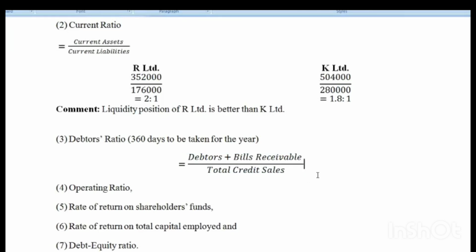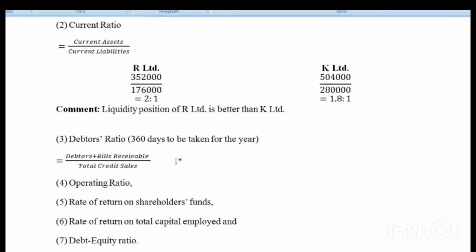Into number of days. That is important. Into number of days in a year. Number of days in a year is given; it is available in the exam.